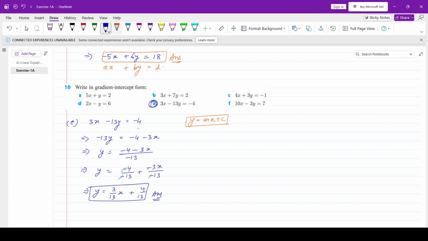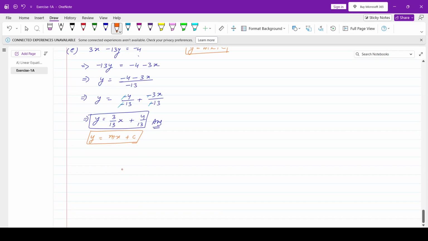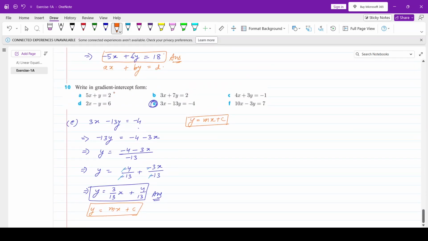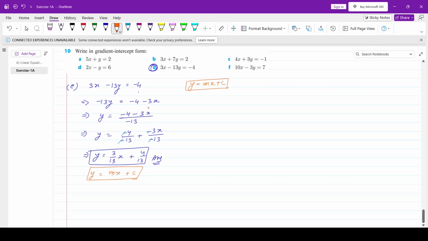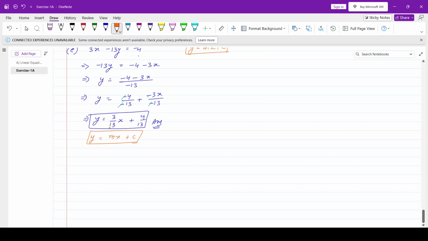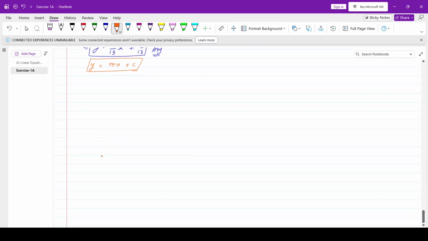This is in the same form as this one. Y is equal to mx plus c, where c is equal to 4 by 13 and m is equal to 3 by 13. And all other questions can be solved. There is nothing new in other questions I can see. So do it on your own. I'll move on to question number 11.